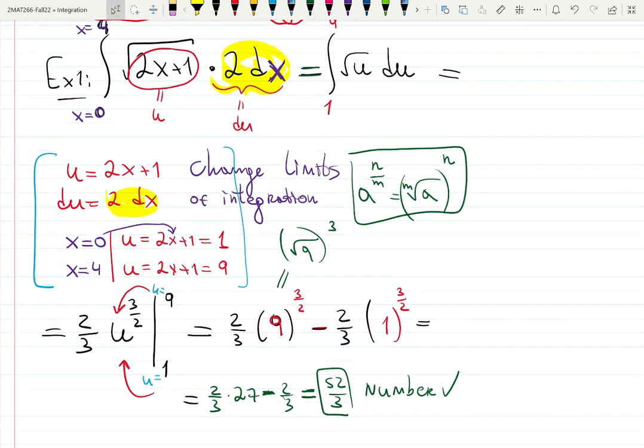Homework, start your homework. You can do everything except number 17, which I posted a solution for.